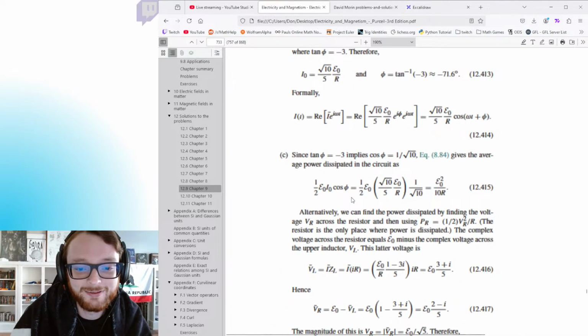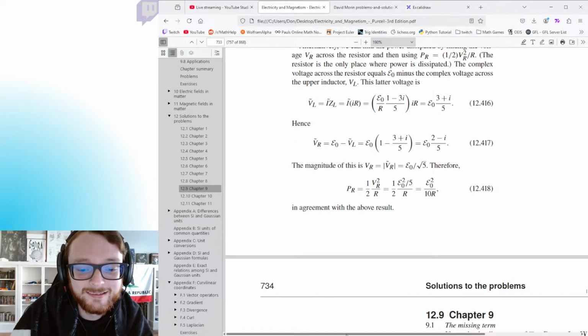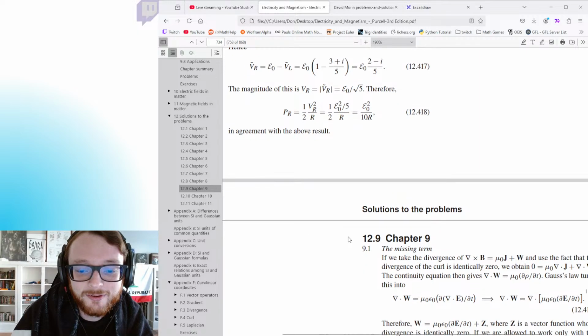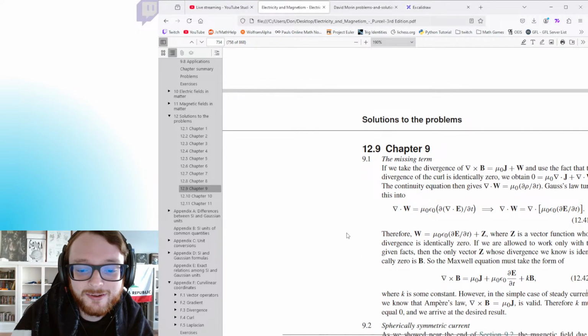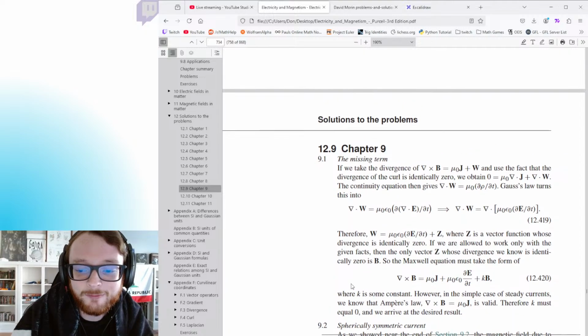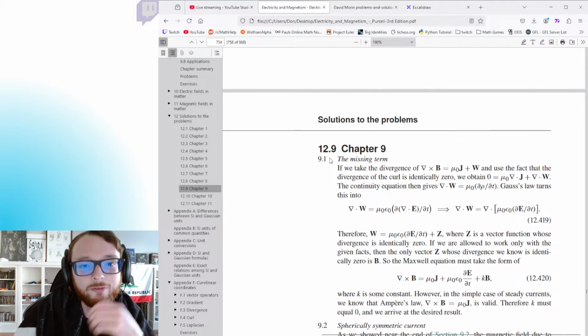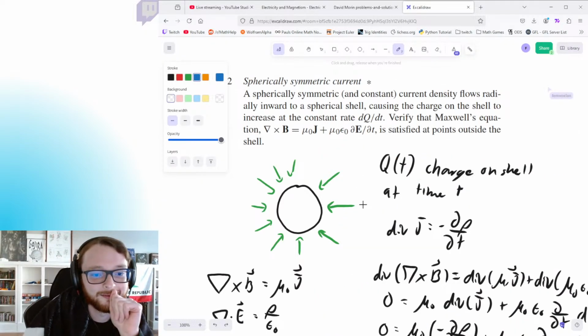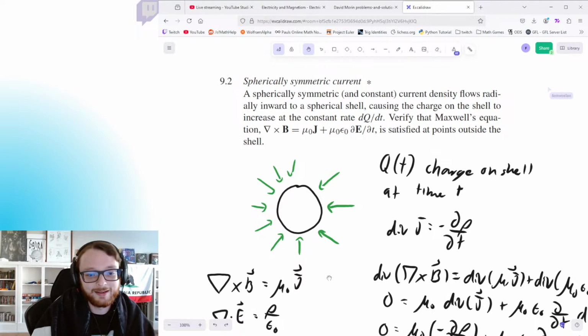I'm doing it. Yeah, go ahead. Just a little bit of the answer. The magnetic field due to a spherical symmetric current density is 0. Okay. So that answers that question.